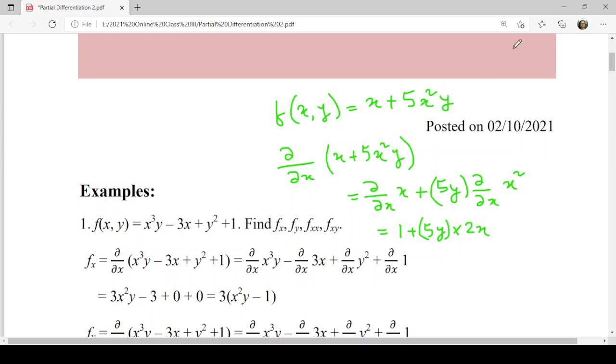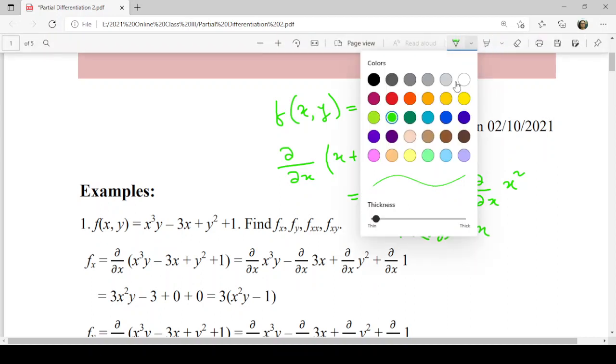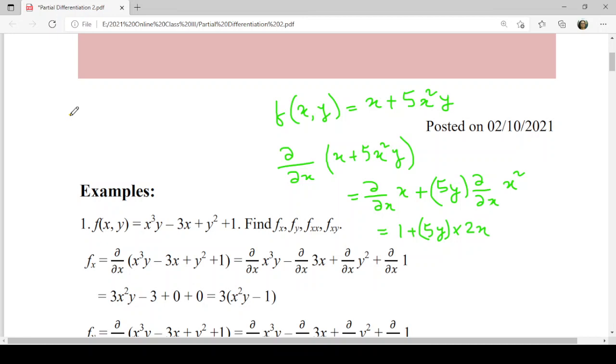In a similar way, suppose you have to find the partial derivative with respect to y of this same function. So this is a function of two variables, x plus 5x square y. With respect to y you have to do it. So it doesn't have anything to do with this x term.